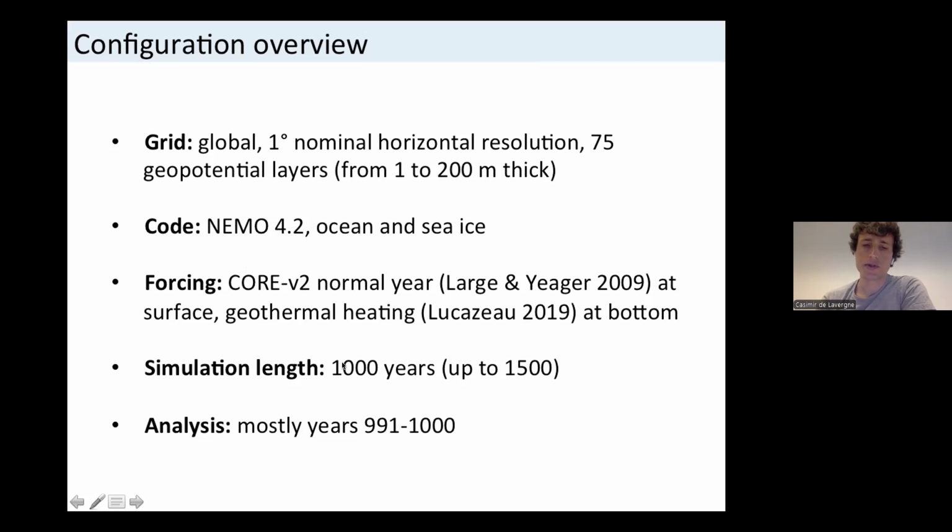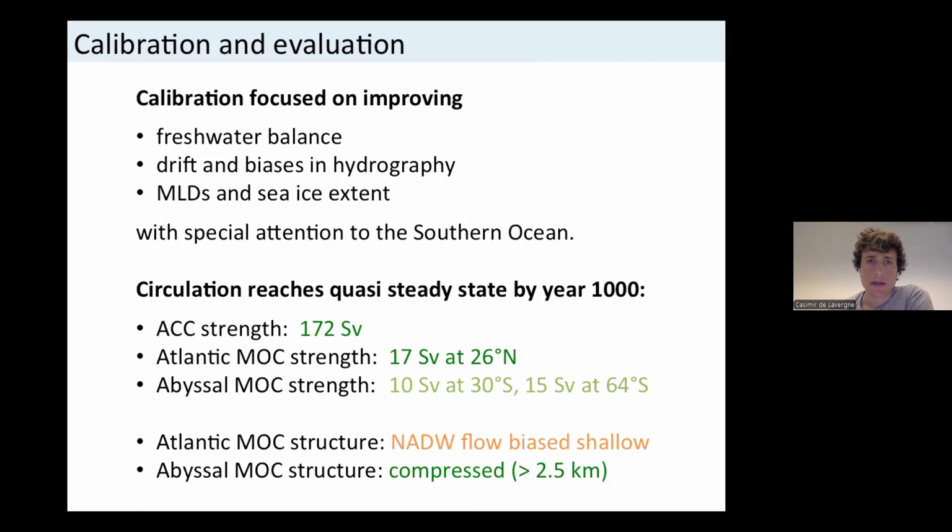I run these simulations for 1,000 years, up to 1,500 for one of them. I mostly focused the analysis on the last decade, because there is very little drift and variability at the end. I should say directly that we find weak sensitivity to the tidal mixing scheme. I'll explain why, but definitely the sensitivity is weak. Perhaps the value of this study is more in the fact that we managed to get a fairly realistic, reasonably good ocean state.